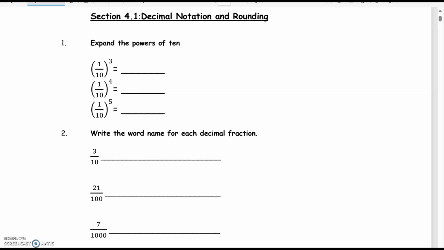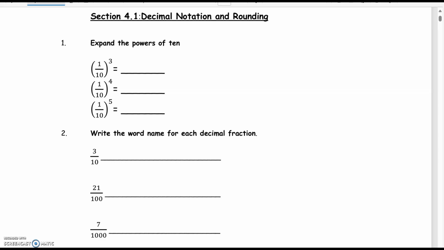In chapter 3, we talked about addition, subtraction, multiplication, division of fractions and mixed numbers. In this chapter, we're going to talk about addition, subtraction, multiplication, and division with decimal numbers. So we start with the decimal notation.